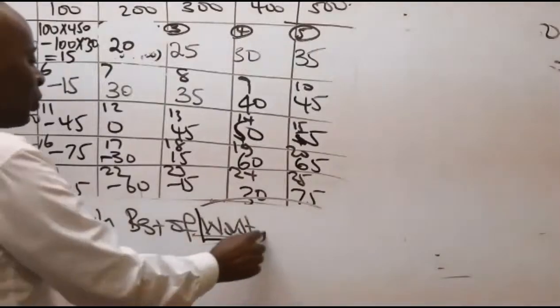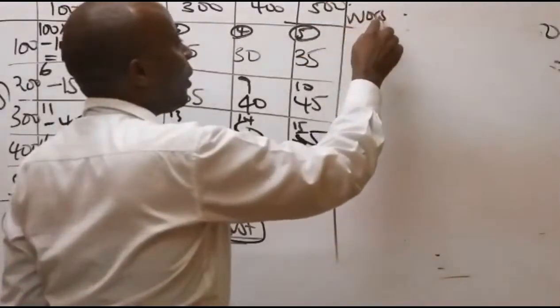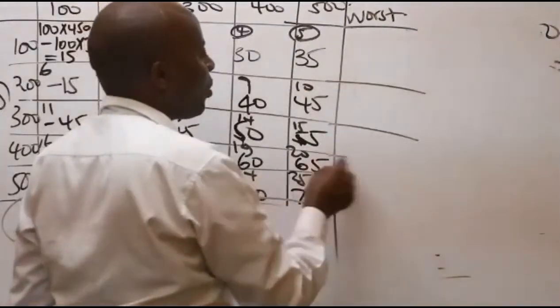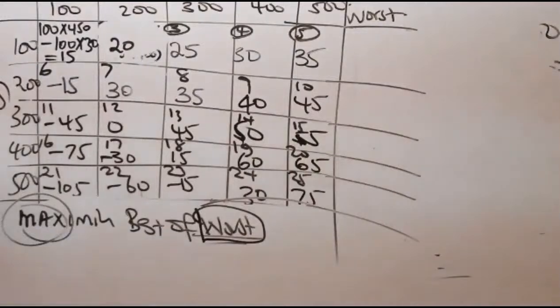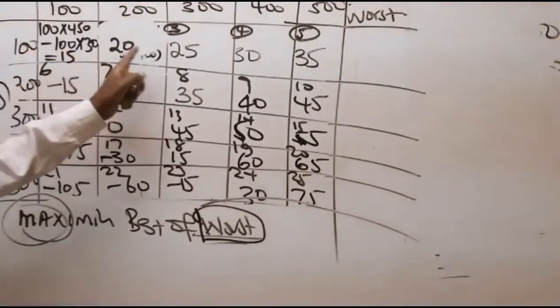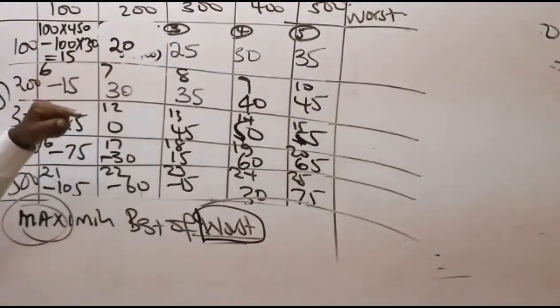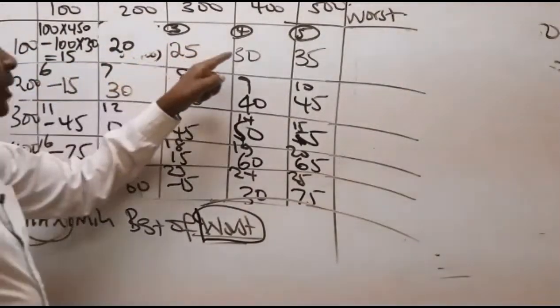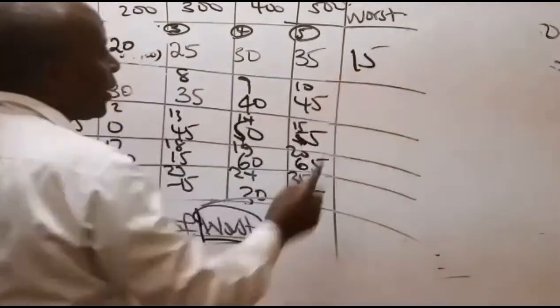So we need to start with worst. Create a column here for worst. For worst, we are going to each row, each alternative, selecting the worst profit, which will be the lowest profit. The worst profit here is 15, the very lowest.